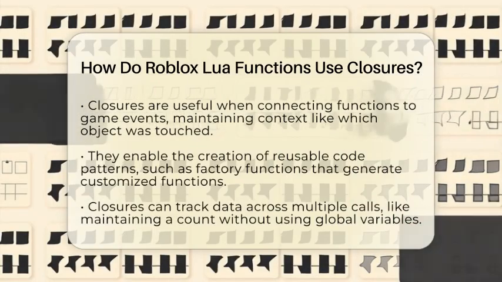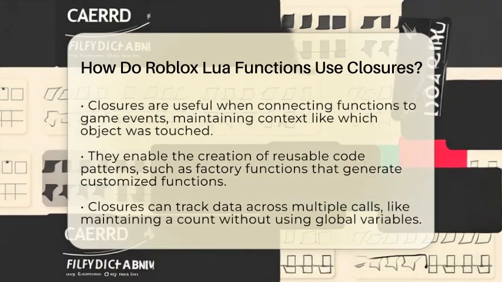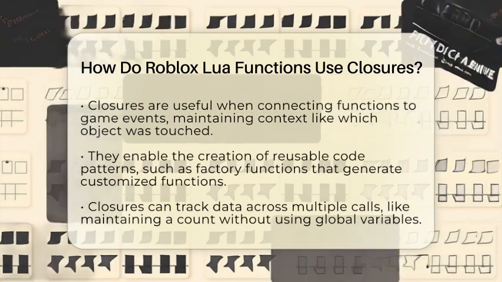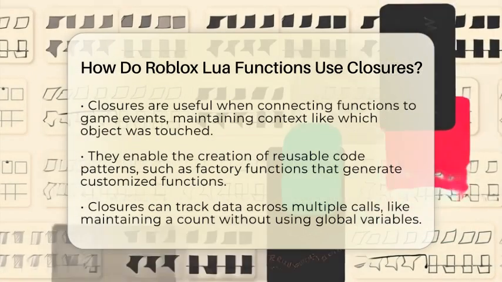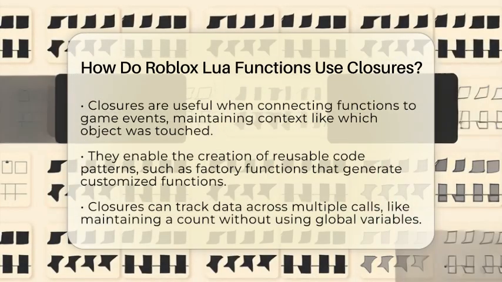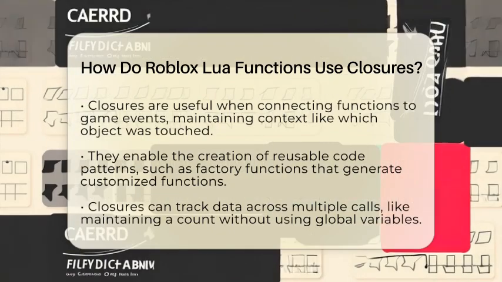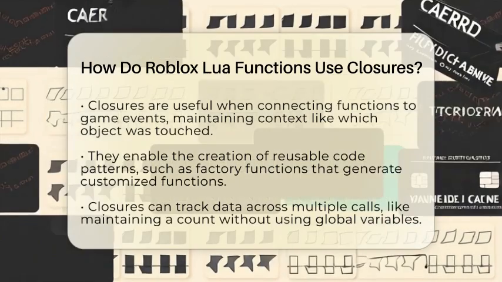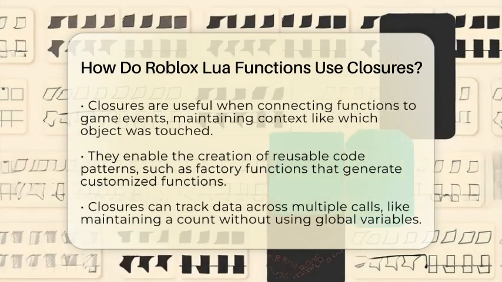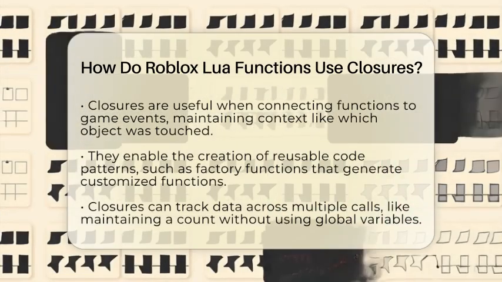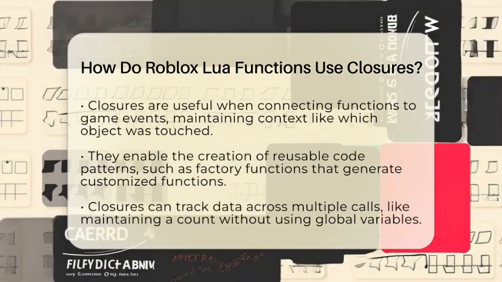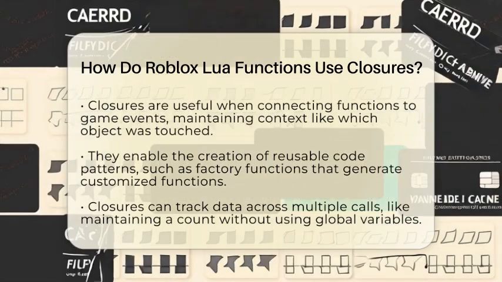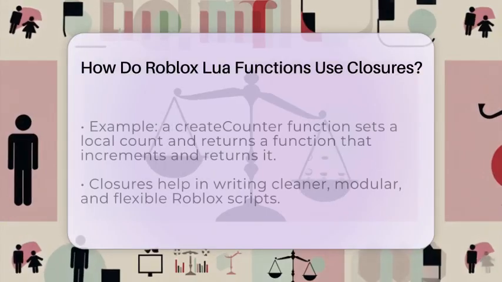In Roblox development, closures are super helpful for keeping data private. You can hide variables inside a function so they are not accessible from outside, which helps keep your code clean and organized. Closures are also used when connecting functions to game events. For instance, when you connect a function to a part's touched event, you can use a closure to remember which specific object was touched. This way, when the event triggers, the function still knows the context it was created in.